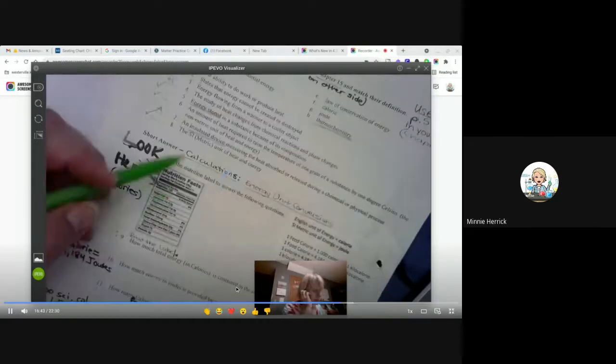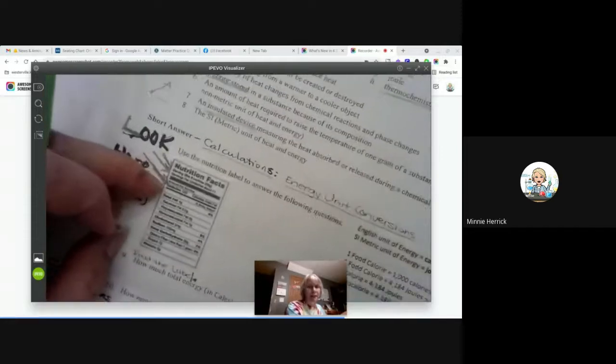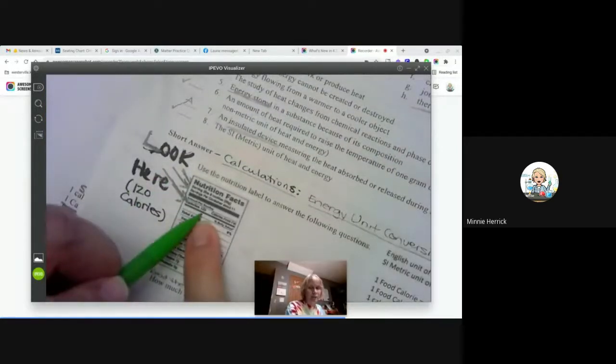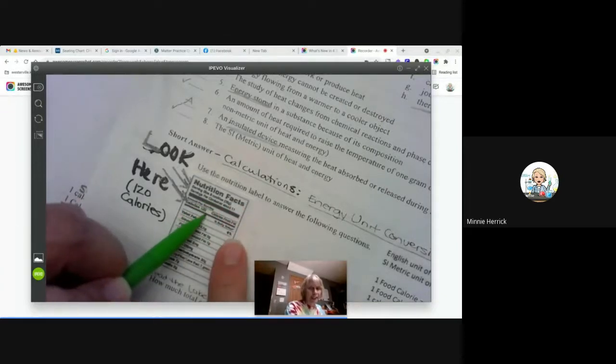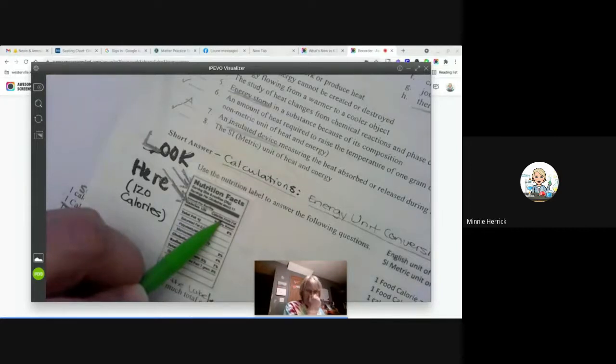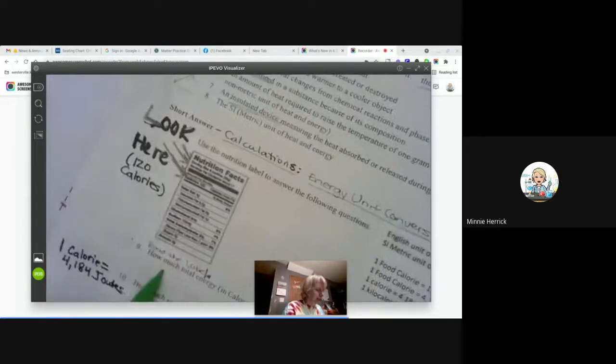So when you read the labels, and this is kind of small here, I tried to make a better copy, they usually have the big C calorie, and that's 120. It represents 6 cookies. So 120 is a big C calorie from those 6 cookies. Okay, that's your answer for number 9.